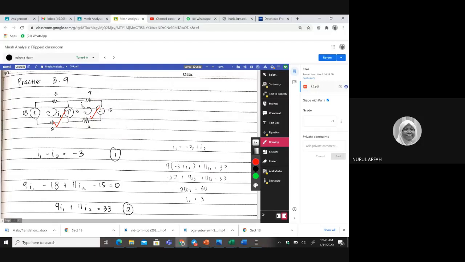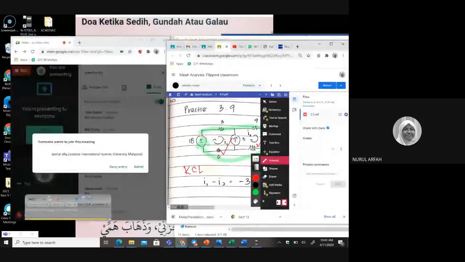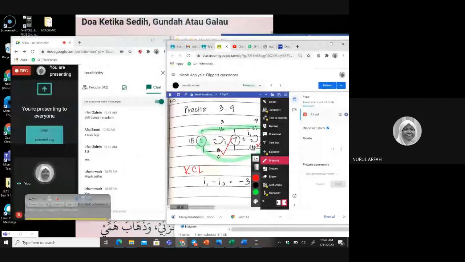So Nabila, where's your super mesh boundary? Mana? Sekejap. Let me draw. It's supposed to be here. So if you have a super mesh, then what should you do? You have two things to do. KCL and KVL. Yes, KVL and KCL. Please write down. If you have that, you write down KCL at mesh.